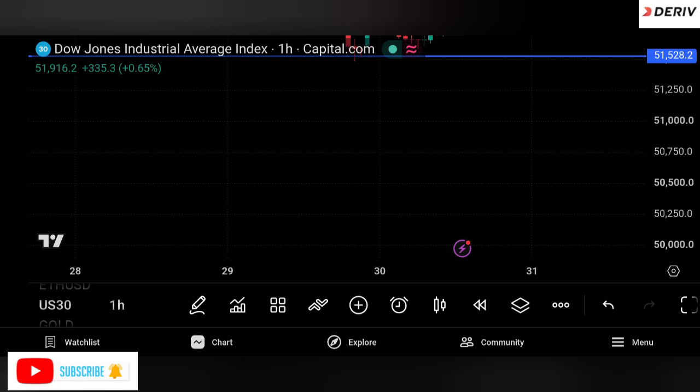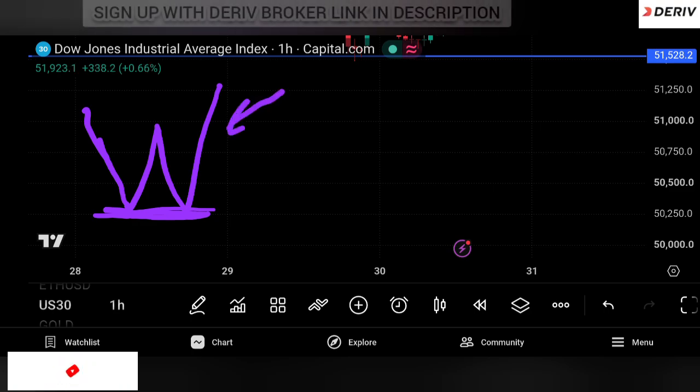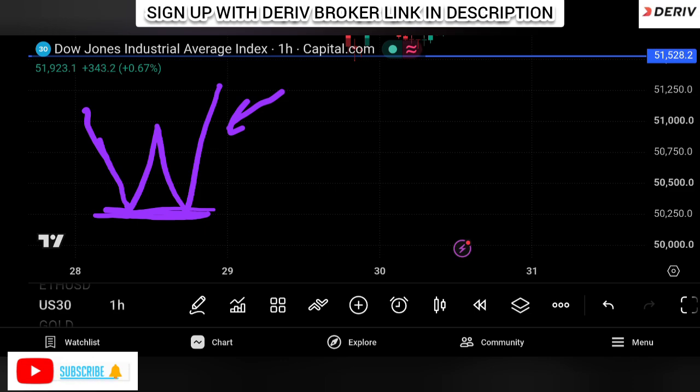Whenever you see a double bottom that has equal lows, like this one, a W shape, you know this is a reversal pattern for a buy, right? And most of the time we buy around here. When there's a breakout, we buy, expecting the market to continue moving to the upside.